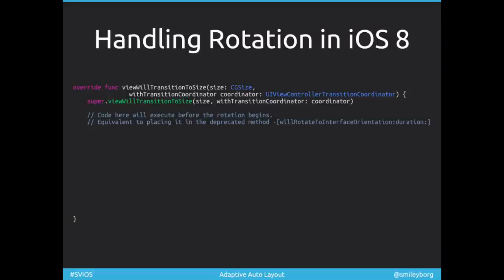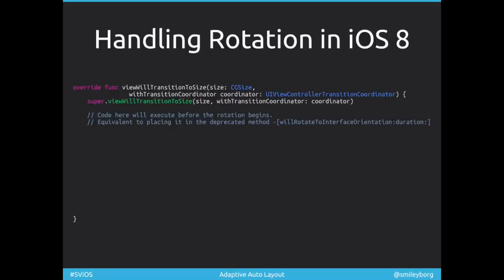First, you'll implement viewWillTransitionToSize:withTransitionCoordinator:. Again, this is available on any view controller, the same place that those previous deprecated methods were available. And the first thing you'll note, you of course call super, and any code that you place right inside the implementation of that will execute before the rotation begins, and that's just like you put it in the deprecated method, willRotateToInterfaceOrientation:duration:. So that's nice and easy.